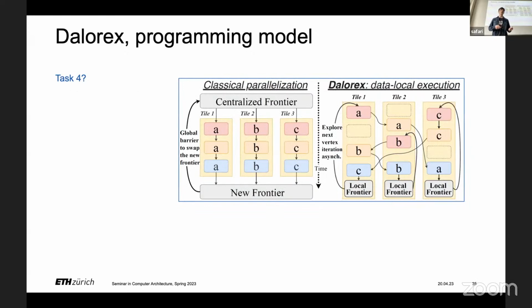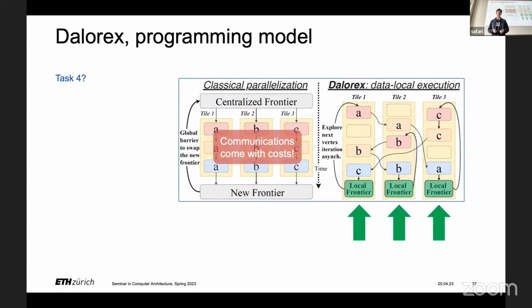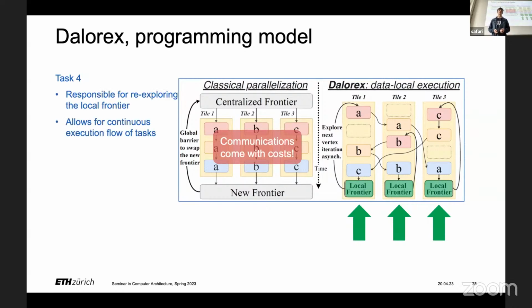But as I told you before, when you are trying to do some parallelization, you are going to have some communication costs. And since Dalorex uses this data-local execution model, where each task is going to operate on the same data, you are only going to need some local frontier and not a global frontier as before. This does imply that you are going to use an additional task. In this case, it's going to be task 4. And this task is going to be responsible for re-exploring the local frontier and does allow for a continuous execution flow of the tasks.